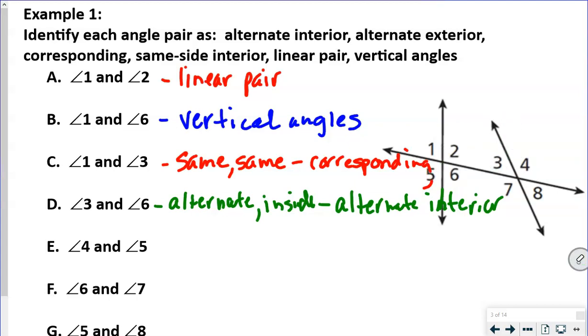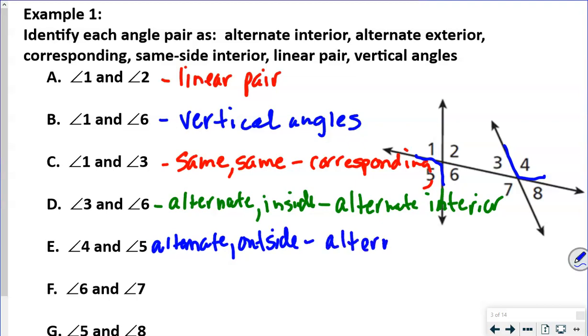So the next one is 4 and 5. So angle 4 and angle 5. So notice where these are. Those are also on alternate sides of the transversal, right? And they're on the outside of the parallel lines. So these are alternate exterior angles, okay? All right, let's look at the next one.